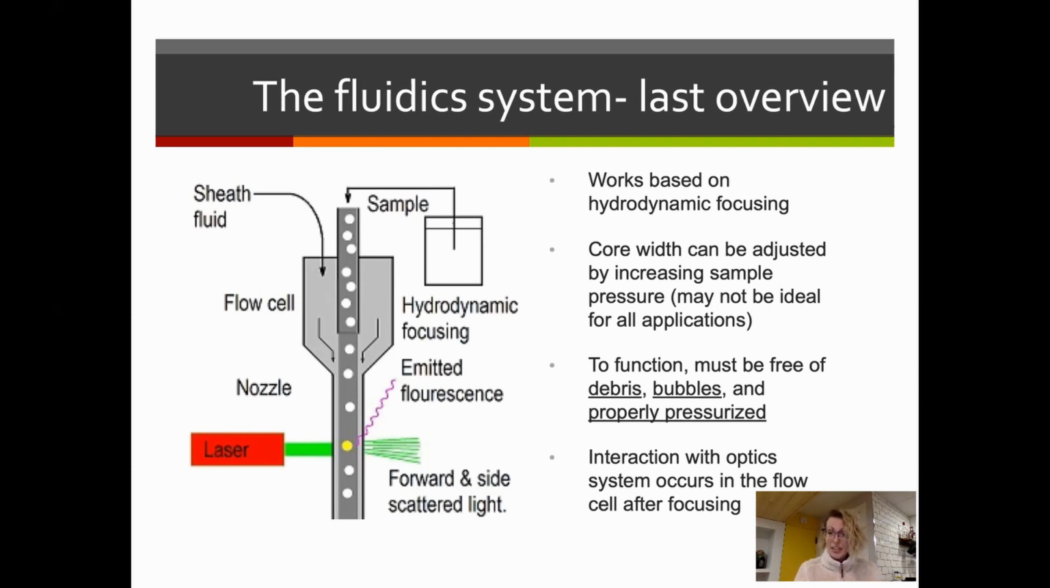And finally, we have our interaction with the optic system that occurs in the flow cell after focusing. So in this area right here, after our cells have been nicely focused into a single file line, that's when we hit them with the lasers.